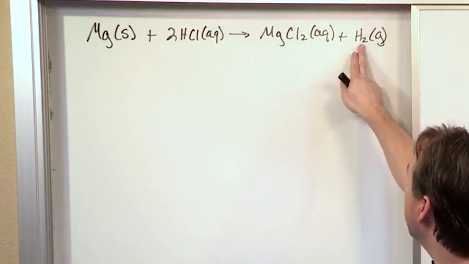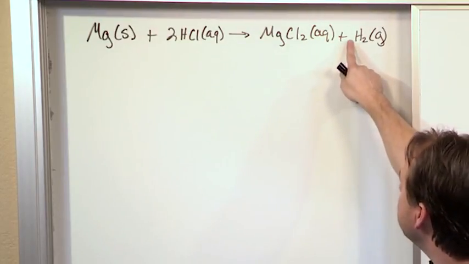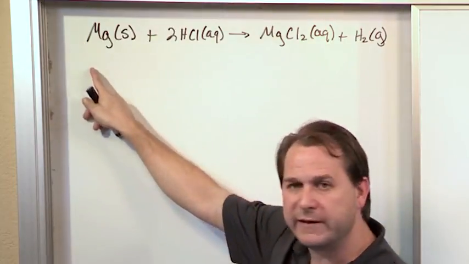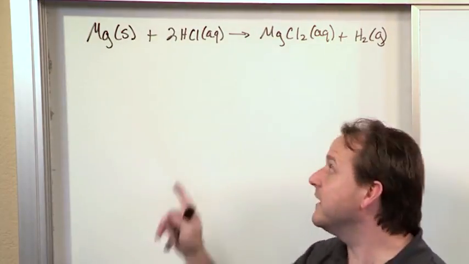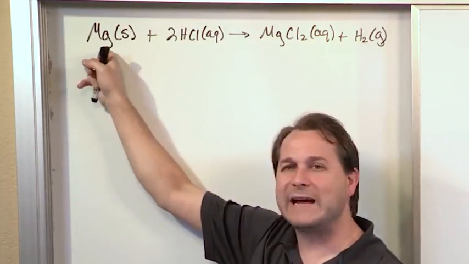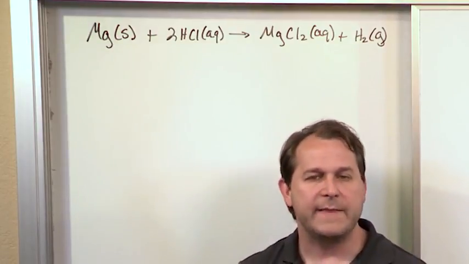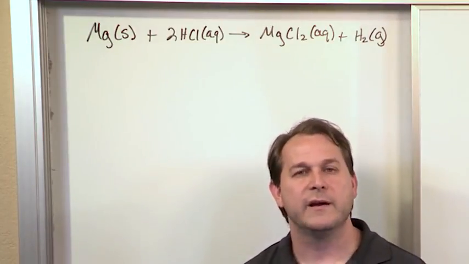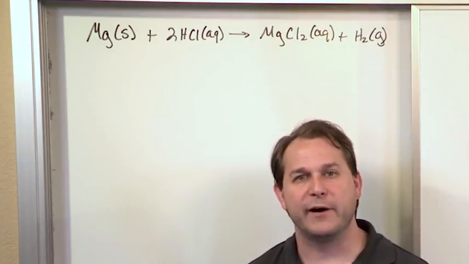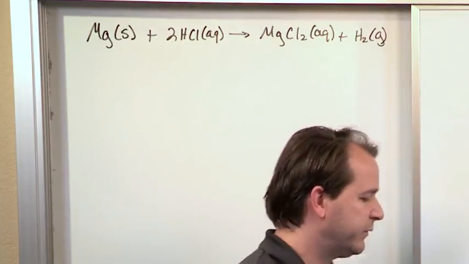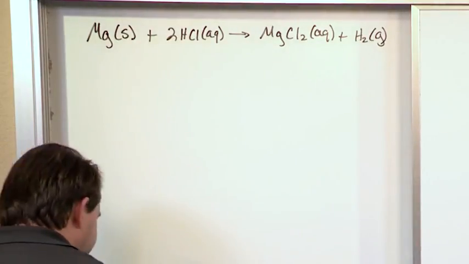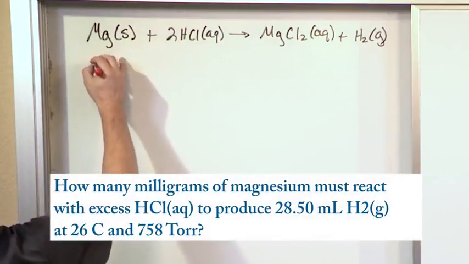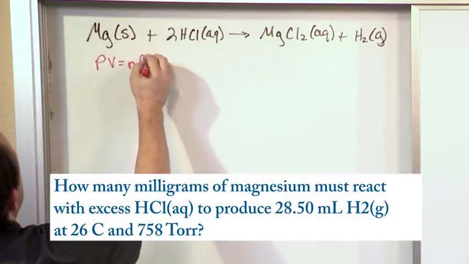Once I know how many moles this is, the one in front of this and the one in front of this, that's a mole ratio. So then I can use it to go back this direction and find out how many moles of magnesium, and then I can go from moles to grams, always in chemistry, because you've been doing that forever. So we're going to use PV is equal to nRT first. And to remind you of that, PV is equal to nRT.